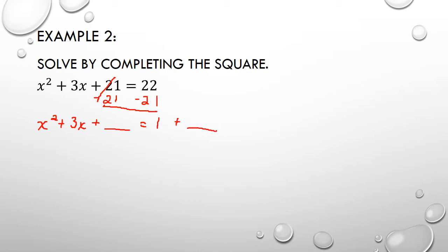All right, so now remember, you're going to take that b term, b divided by 2, and then you're going to square it. So we're going to take that 3 divided by 2 and then square. And it's okay for you to use your calculator on this. So 3 divided by 2 gives you the 1.5, and then go ahead and square it, and it gives you 2.25. So that means I add that to the left, and then also add it to the right.